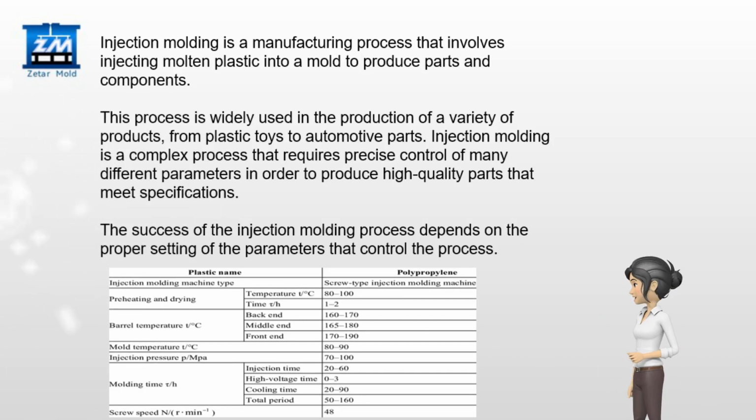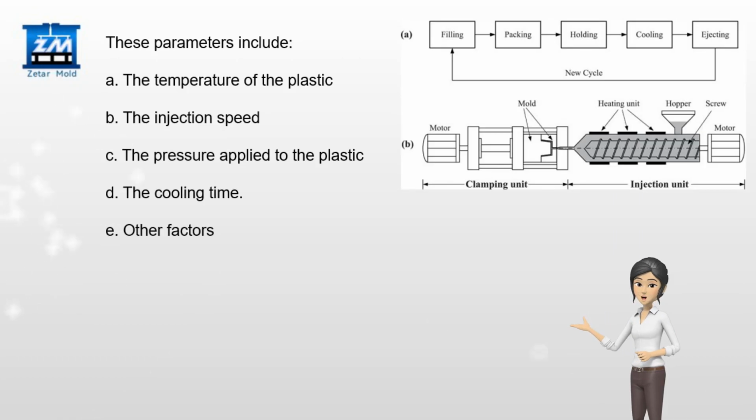Injection molding is a complex process that requires precise control of many different parameters in order to produce high-quality parts that meet specifications. The success of the injection molding process depends on the proper setting of the parameters that control the process. These parameters include A. The temperature of the plastic. B. The injection speed. C. The pressure applied to the plastic. D. The cooling time. E. Other factors.